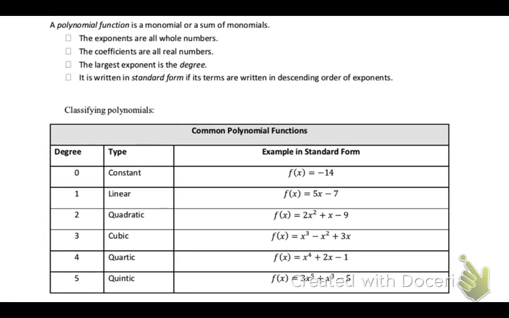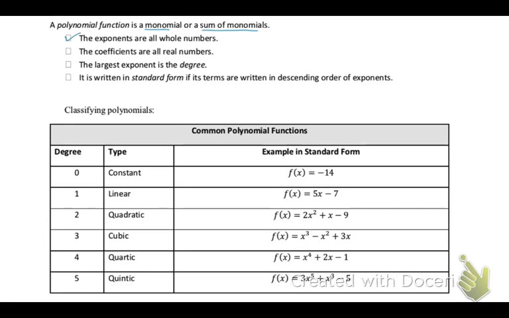A polynomial function is a monomial, that means a single term, or it can be a sum of monomials. And remember, a difference can be expressed as adding a negative. There are two criteria for an equation in math to be a polynomial function. The first criteria is that the exponents are all whole numbers.